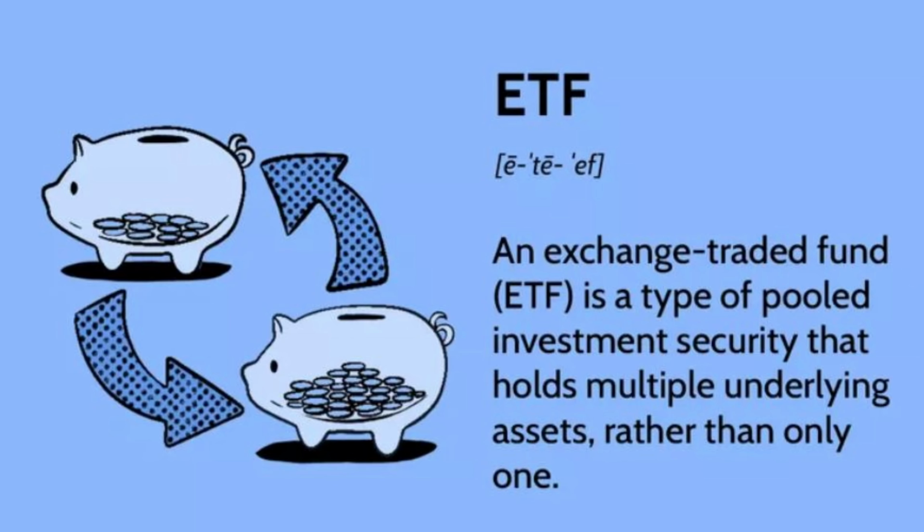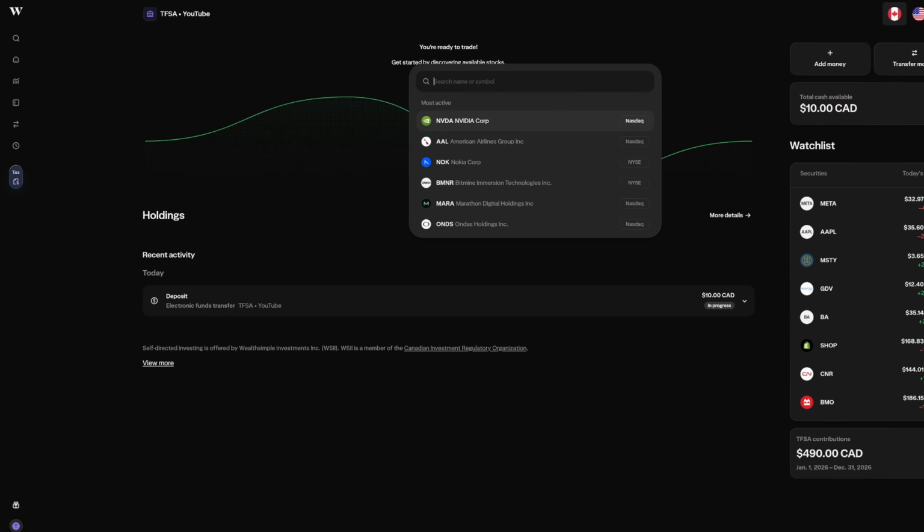A gold ETF is simply a fund that owns physical gold stored in vaults. When you buy shares of the ETF, you own a small portion of that gold. The price of the ETF moves with the price of the gold. Now let's look at a few examples you can buy on Wealthsimple.